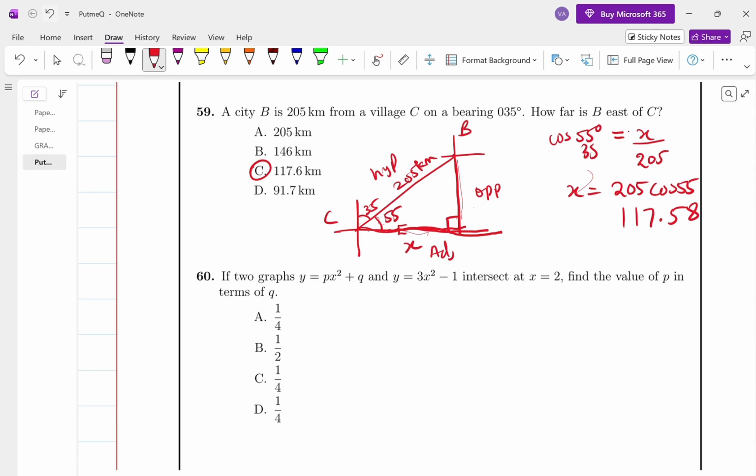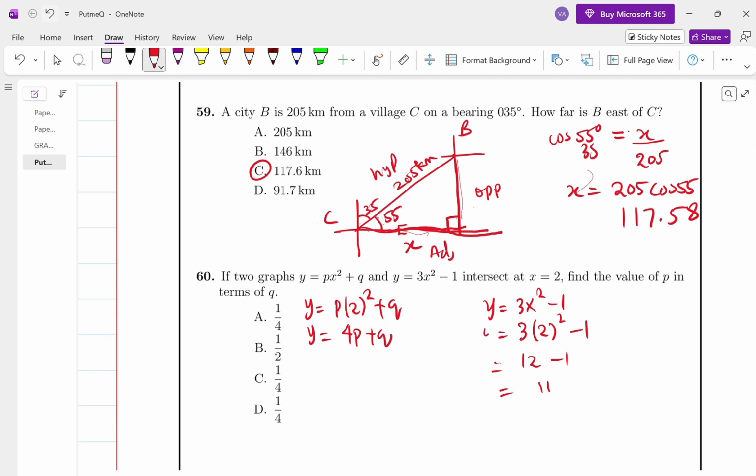So let's put the value of x into each graph. So y is equal p brackets 2 squared plus q. So this will be y equal 4p plus q. So keep that one. Now for the second one, y is 3x squared minus 1. So anywhere I see x, I'm going to put 2. That will be 3 brackets 2 squared minus 1. That's 2 squared is 4. 4 times 3 is 12. So that's 12 minus 1, which is 11. Now these two values will be equal to each other because they're both y's. So 4p plus q will equal to 11.